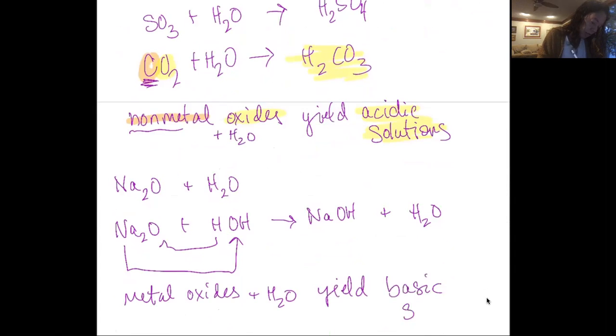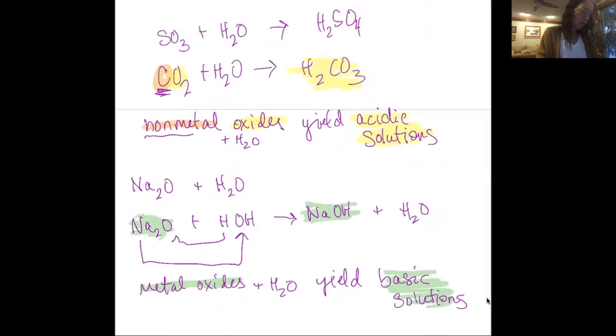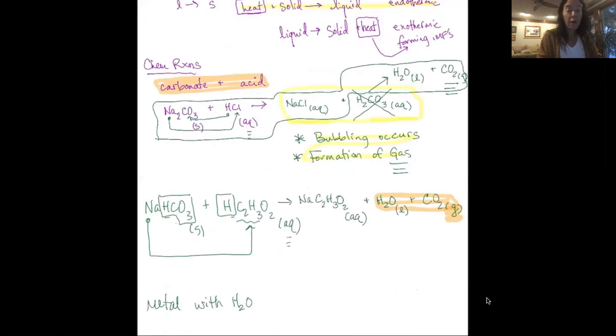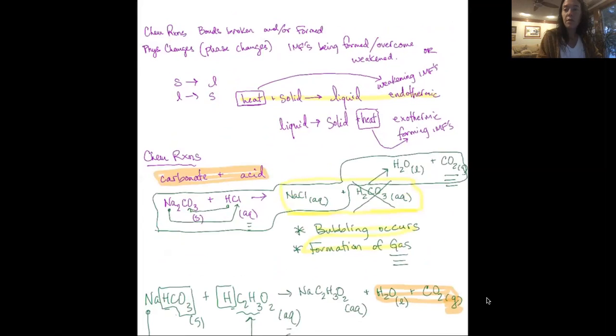I already wrote this. I just wrote it again. And I'm going to leave that there. Okay, I'm just going to highlight it to make it look pretty. Metal oxides, basic solutions. Okay. The rest of this topic 4.1, we've covered, and it'll be a review for you.